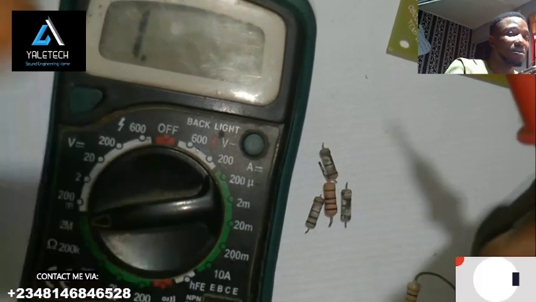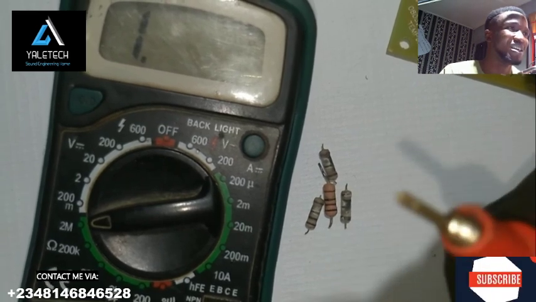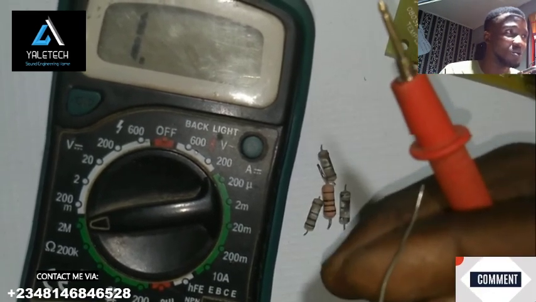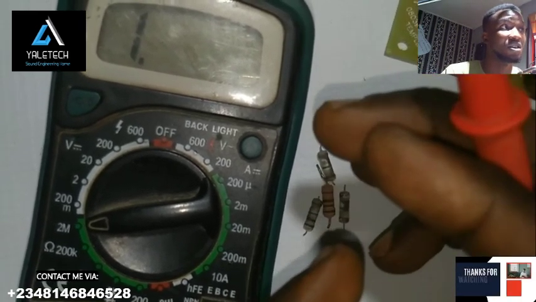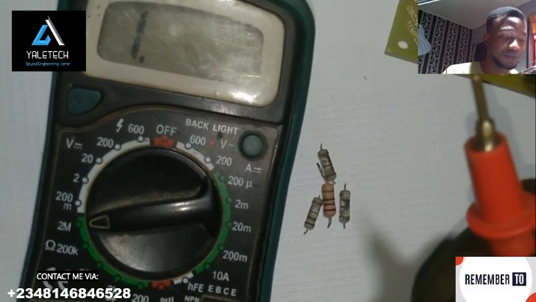Exactly. But you are trying to trace a fault. So even though you don't get the exact value, at least you have a very good idea that this is still good or it is bad. All right, we'll still look at the bad ones now.